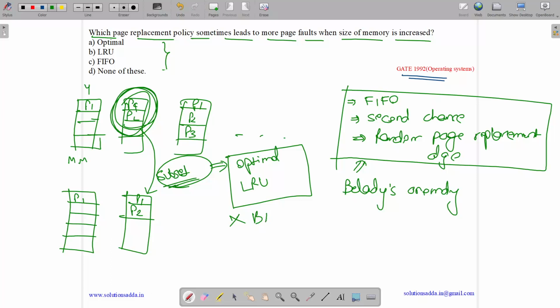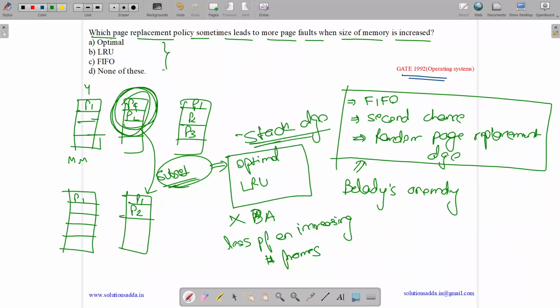No Belady's anomaly means fewer page faults on increasing the number of frames, because these are stack algorithms. These algorithms are called stack algorithms, in which at each point, like this one, P1 should be a subset of all of them which are present on increasing.